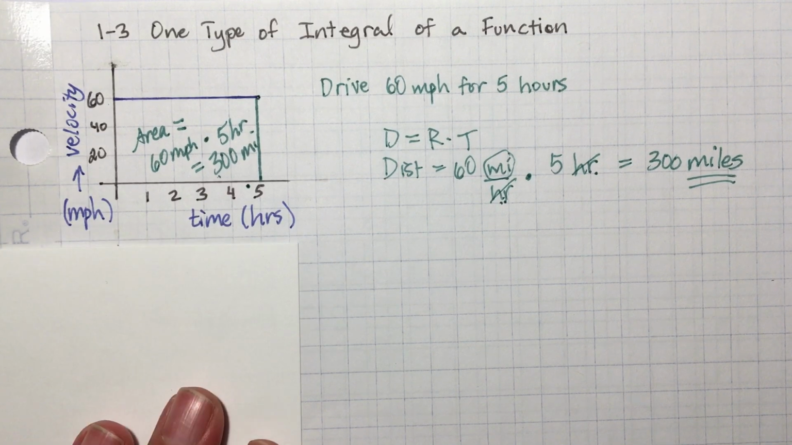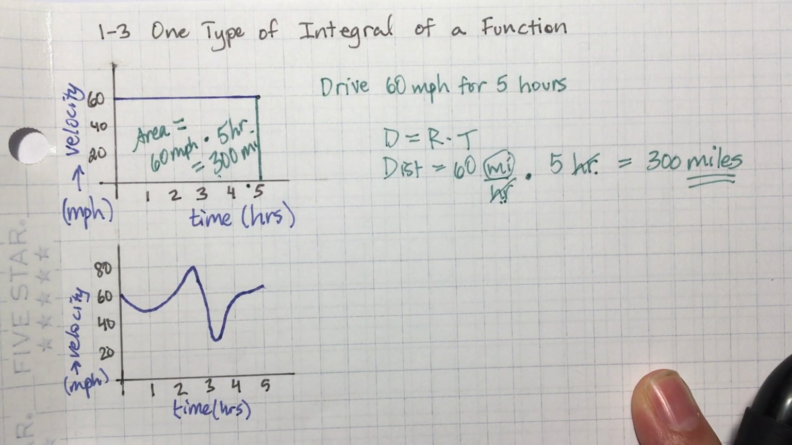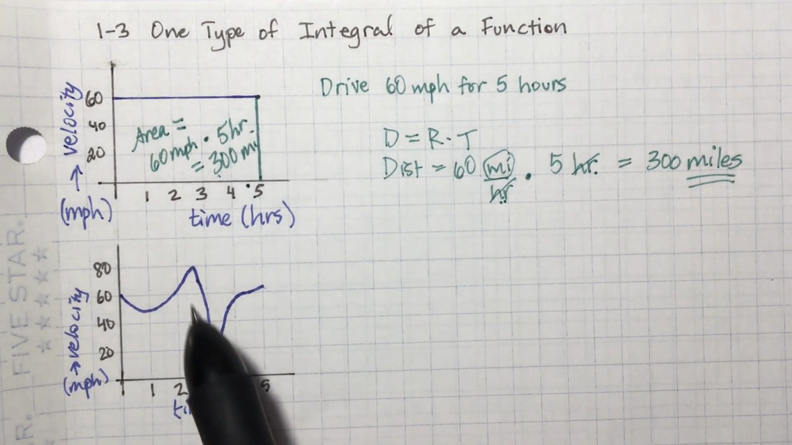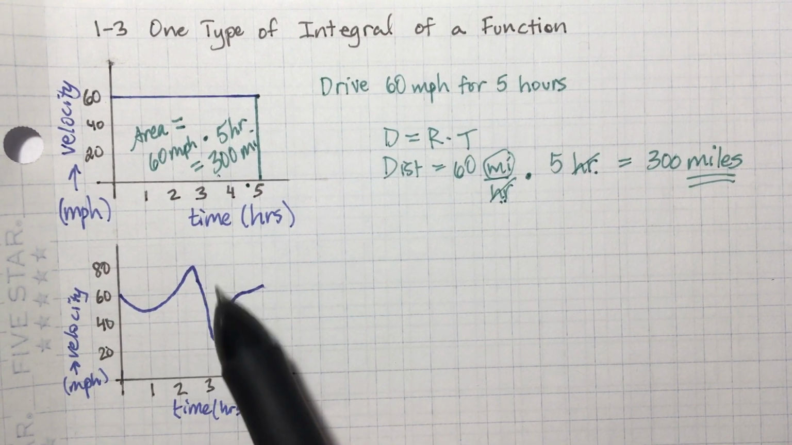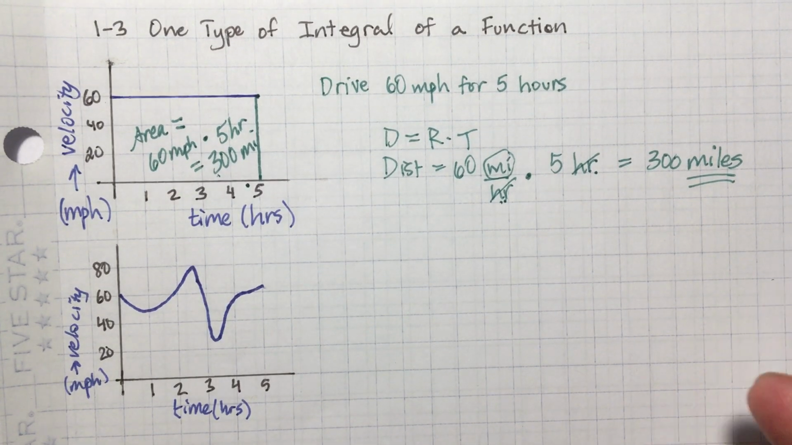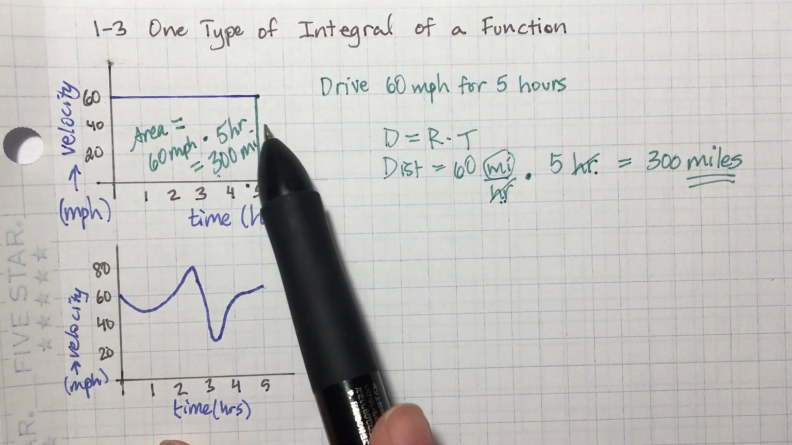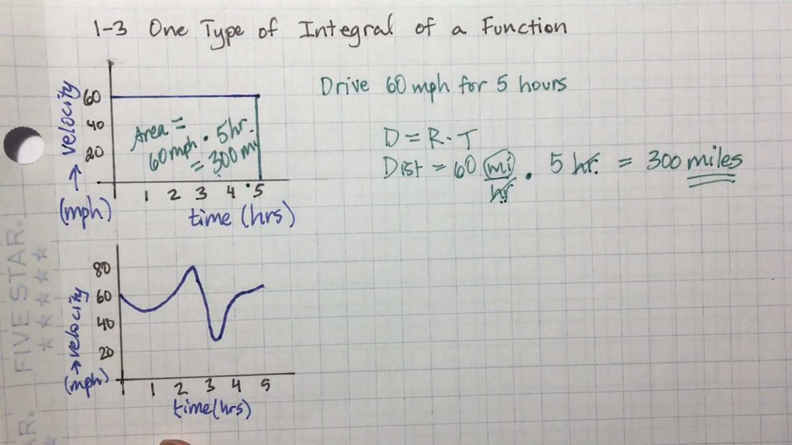And it's also not the reality. The reality is that if you were driving for 5 hours, your velocities, your speeds, might look more like this. Like you're driving along, you get slower, you get faster, you go, oh crap, I'm speeding, and then you hit a traffic jam, that's what happens. So will the same logic work? Like, will this area give us our distance?